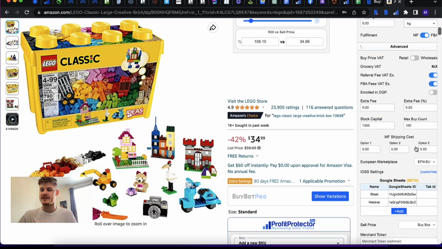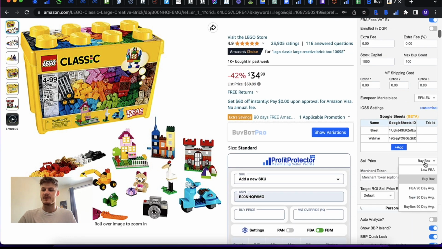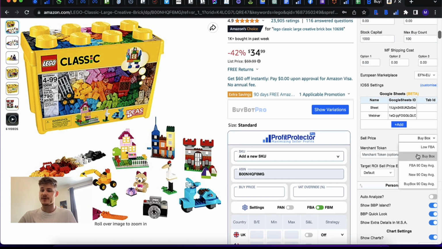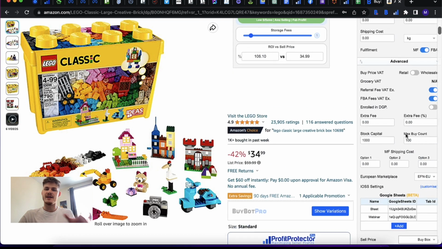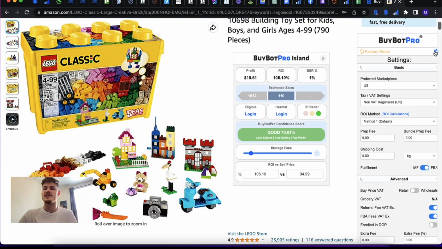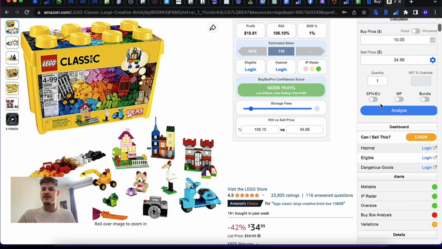If you come to settings here, then come down to sell price, it will automatically fill in one of these things: the buy box price, which is the current one, the low FBA price, the FBA 90-day average price, the new 90-day average price, or the buy box 90-day average price. Setting one of these could help you gauge what sell price you want to be selling at. Right now I've got it on the current buy box price, but none of these things are incorrect. It's just dependent on your preference. That can give you a good rough idea to start, and then we're going to take a look at the rest of BuyBotPro to figure this out.